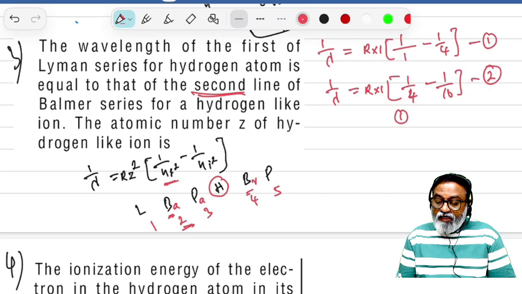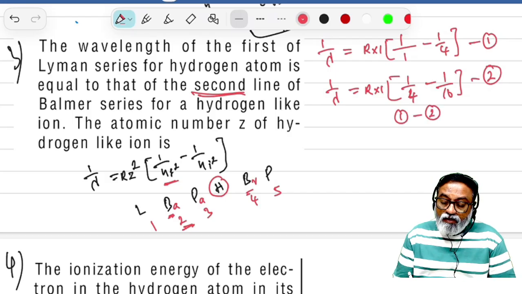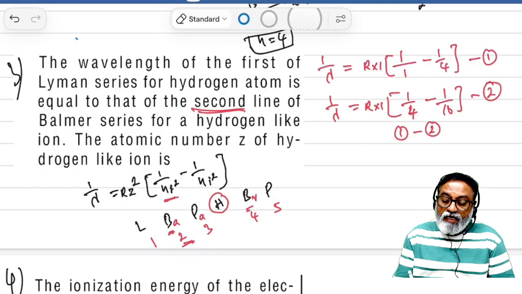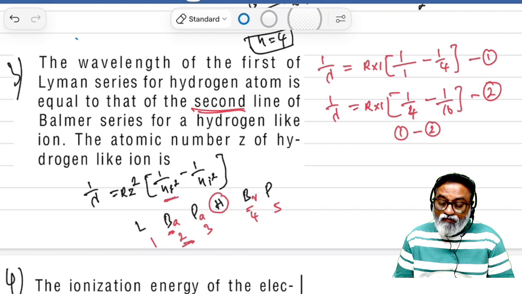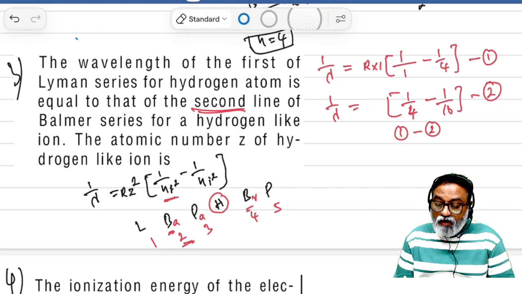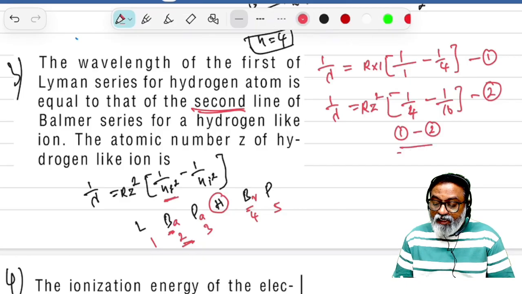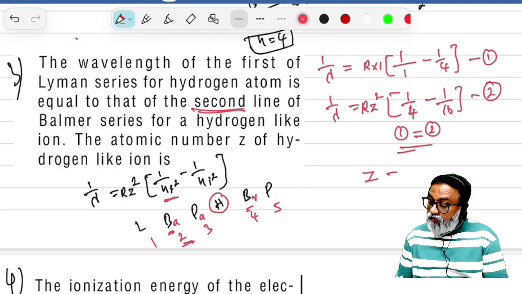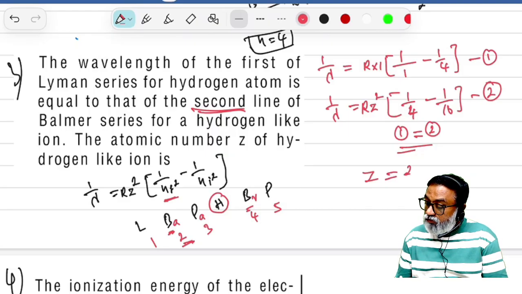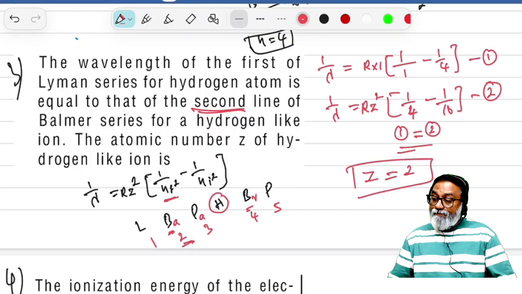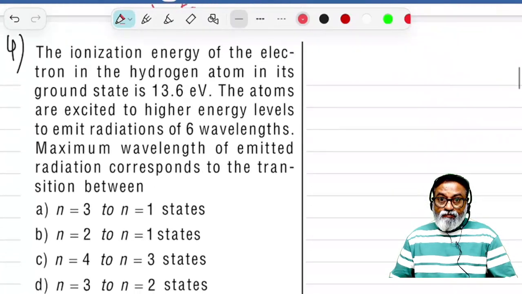By equating 1 and 2: here Lyman series is hydrogen spectrum, but Balmer series is hydrogen-like spectrum, so Z is not equal to 1 there. Here it is R Z square. Therefore, by equating 1 and 2, we can find out the Z. Therefore, Z is equal to 2. Next one.